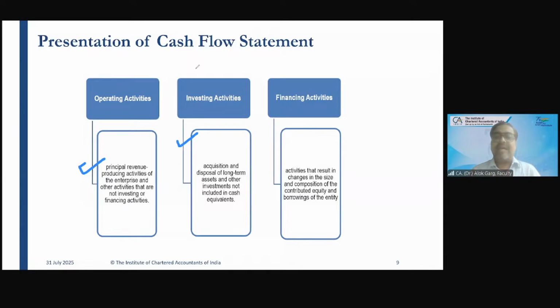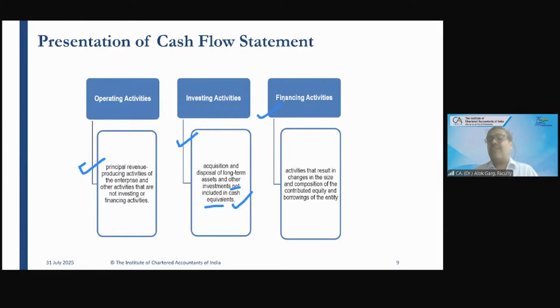So investing activity is acquisition and disposal of long-term assets and other investment which do not form part of cash and cash equivalent. Investment in equity share, is it a cash equivalent or investing activity? Investing activity, right? But investment in redeemable preference share for a period of 90 days is a cash and cash equivalent. It will go at the bottom of the cash flow statement. It will not be part of investing activity. So that is why this term has been used, not included in cash equivalent.